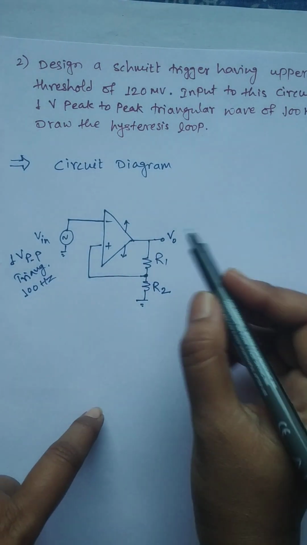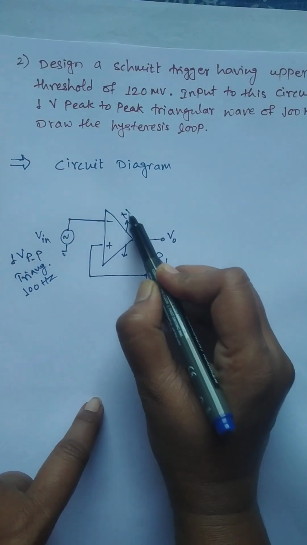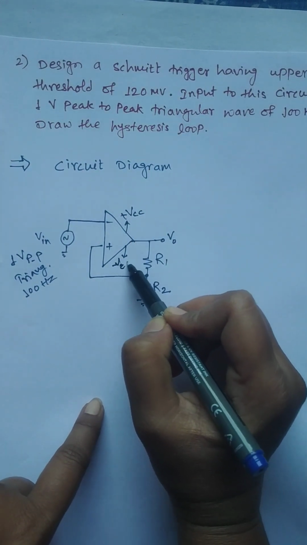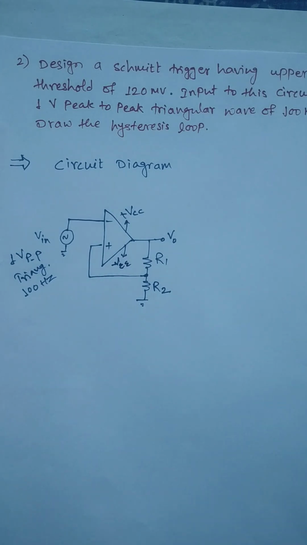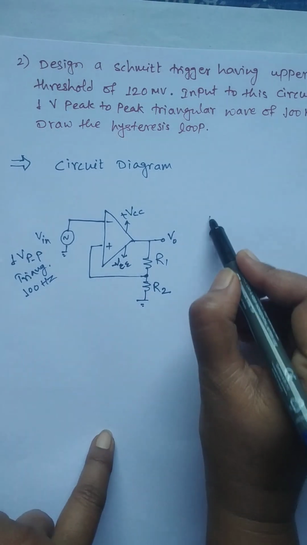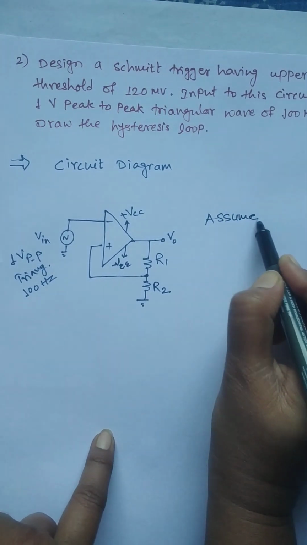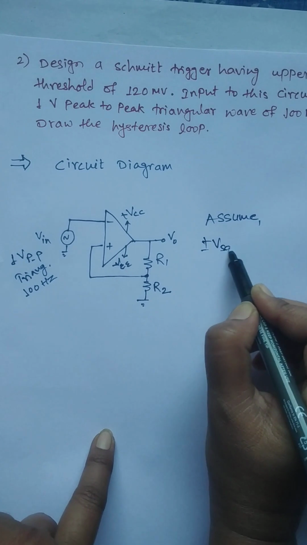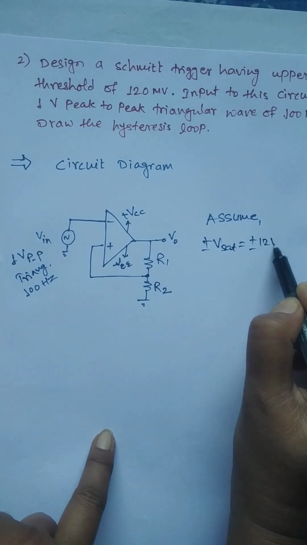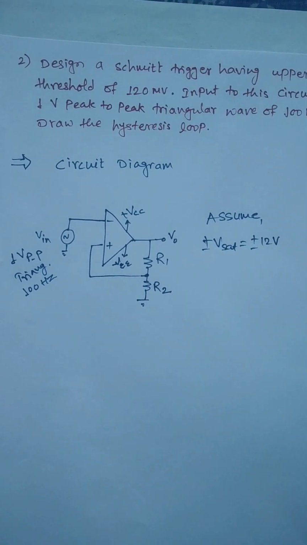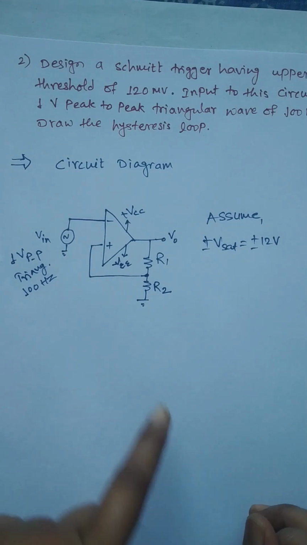Okay. The only thing required is plus VCC and minus VEE, which are there to calculate the plus Vsat and minus Vsat. Now can you see, these plus VCC and minus VEE values are not given. So you can assume plus and minus Vsat is equal to plus minus 12 volt or 15 volt. Okay, as you know, we apply plus minus 14 volt at the time of practical. So you can take that value also if it is not given.